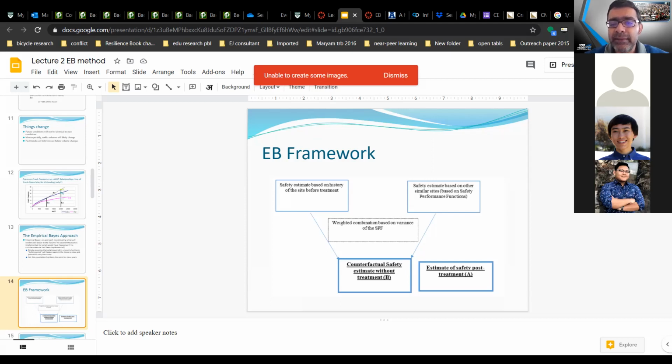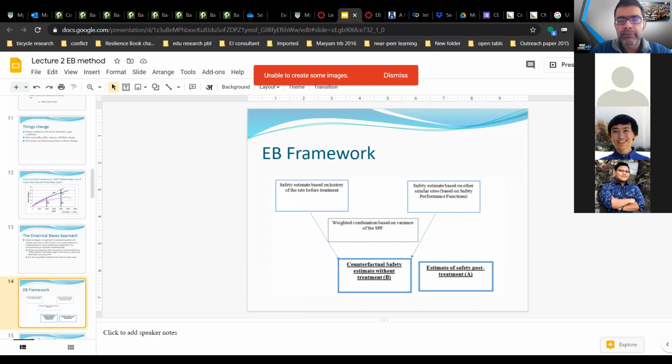B and A, B being the counterfactual crash estimate, what would have happened without the safety intervention, and A is actually what did happen after the intervention. So if you were to estimate, yeah, A over B. Yeah, that's correct. So what I'm hearing from students is that the ratio of A and B gives you the crash modification factor. That's exactly right. So if you get the counterfactual estimate, A divided by B is your CMF. That's exactly right.